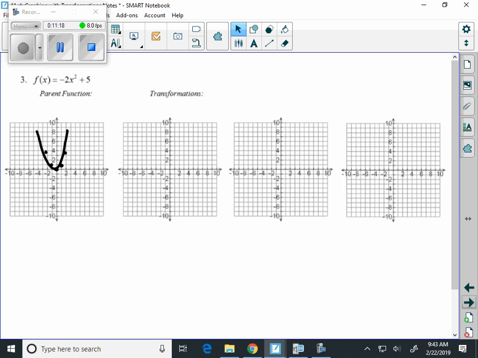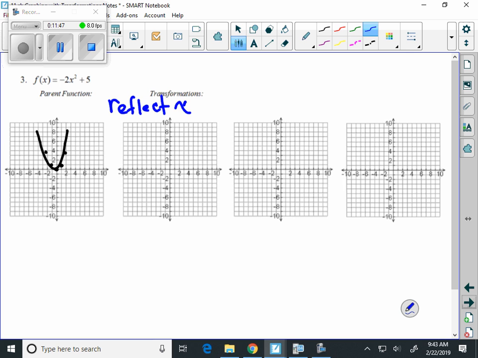Problem number 3. Probably my favorite problem on here. And the thing that we need to realize in this one, in terms of transformations, is that the negative does something to the graph, and the 2 does something to the graph. They are separate pieces when we draw the picture. So only the negative is what I'm looking at first. And that's going to be the reflect over the x-axis.